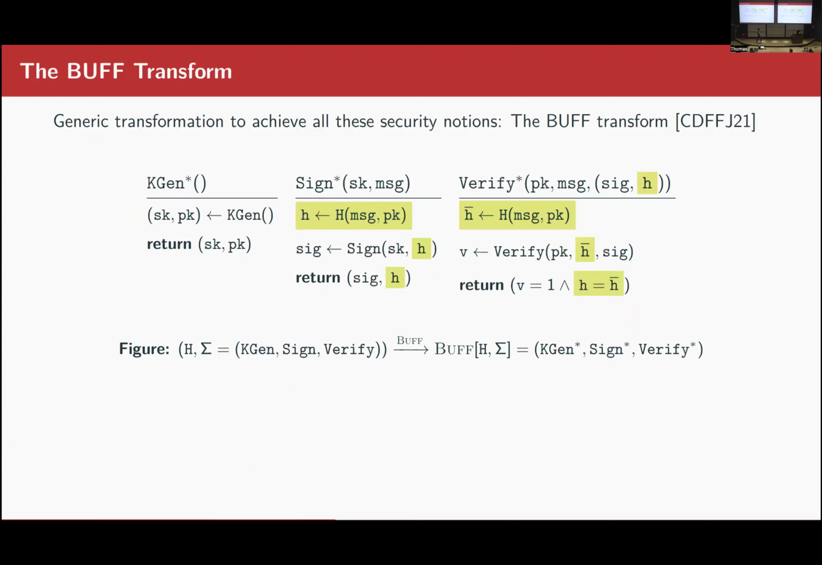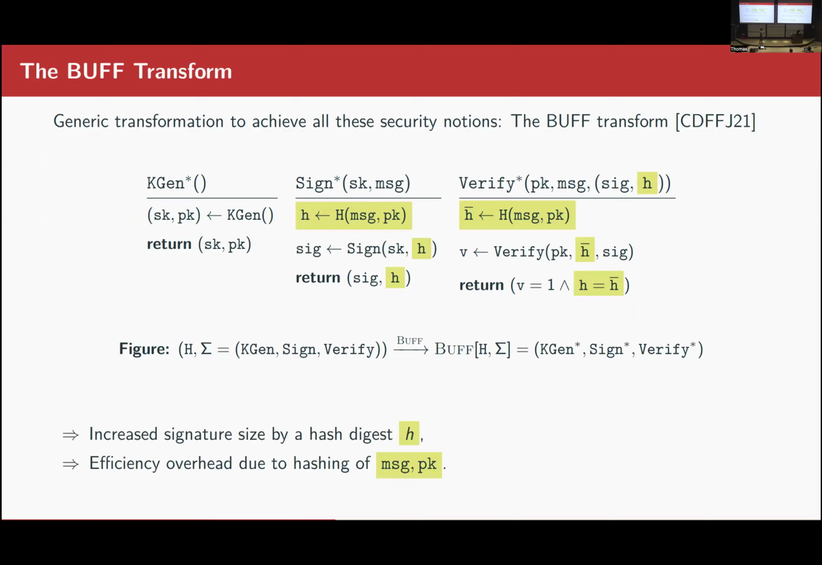The BUFF transform looks like this. It is really easy. You just hash the message and the public key and sign the hash digest instead of the message. And as the signature, you have the original signature and the hash. And this is checked during verification. So this has the overhead of requiring one more hash digest in the signature and the hash computation, also of a longer message if you use something like the hash-and-sign paradigm.